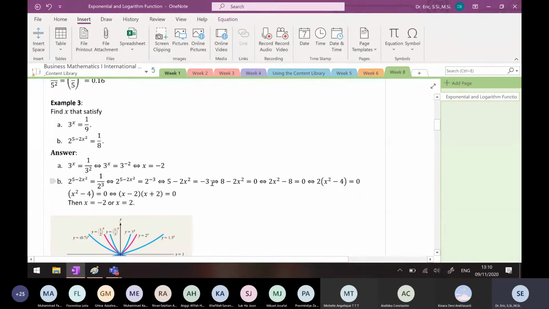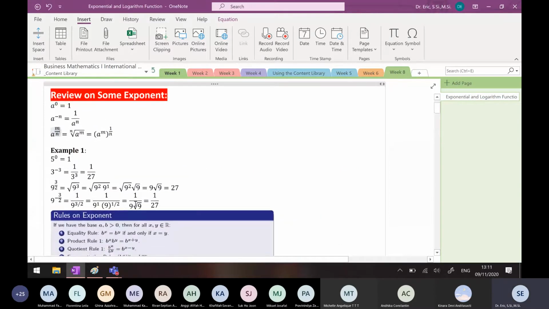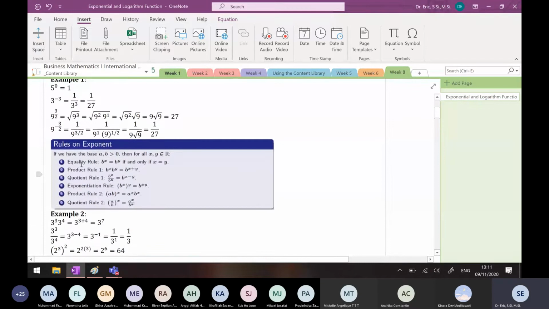Okay, and I can get everything to the left hand side. So I have 8 minus 2x squared equals 0. And I can multiply it by minus 1. So I have 2x squared minus 8 equals 0. And I can factor out 2. I have x squared minus 4 equals 0. And that means x equals 2 or x equals minus 2. Okay, that's from the first rule, the equality rule.